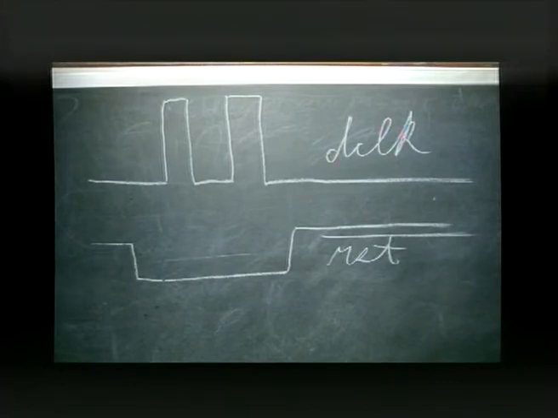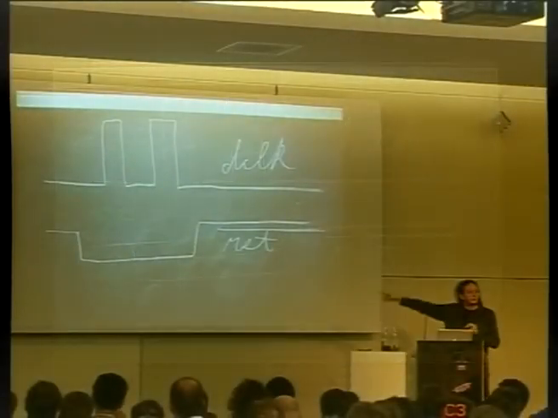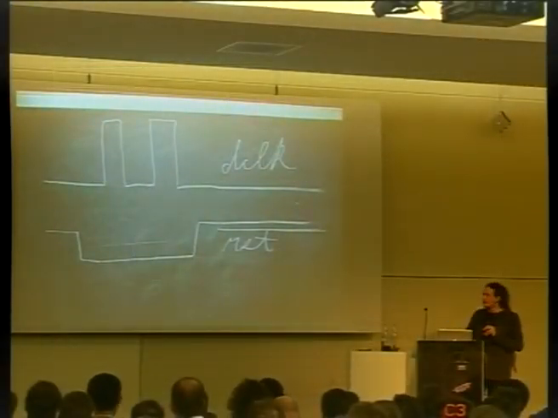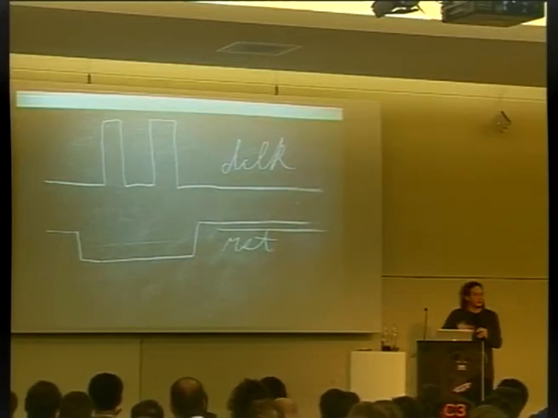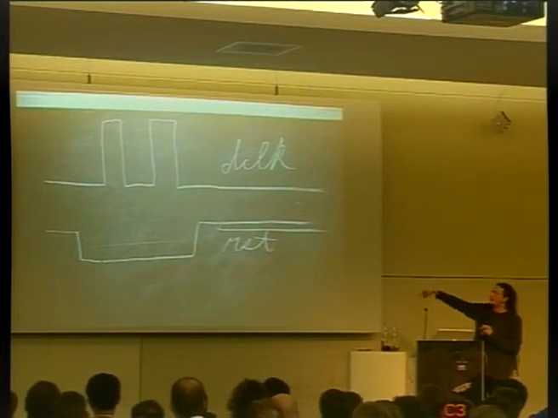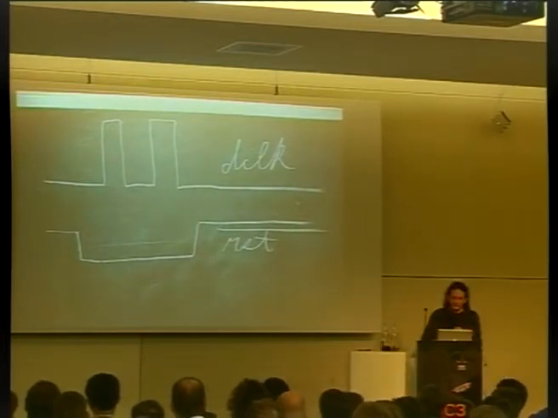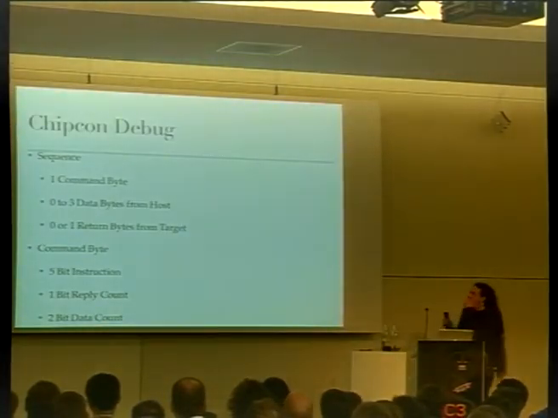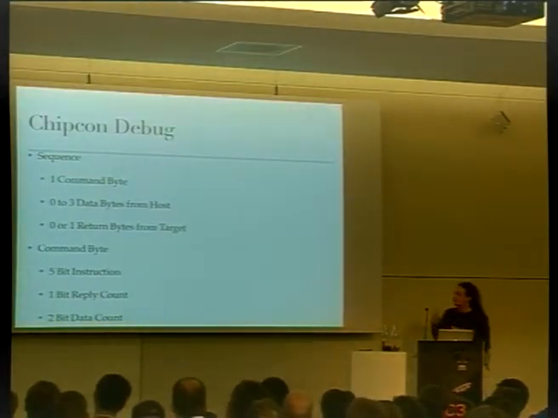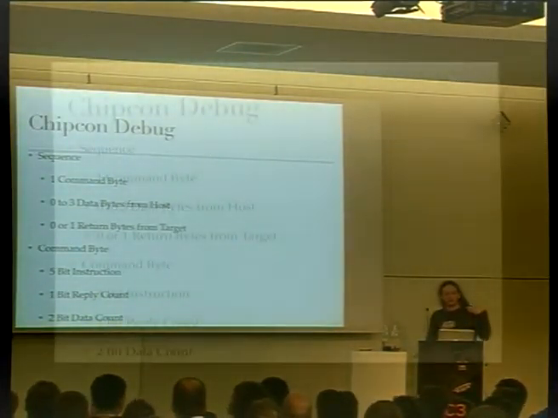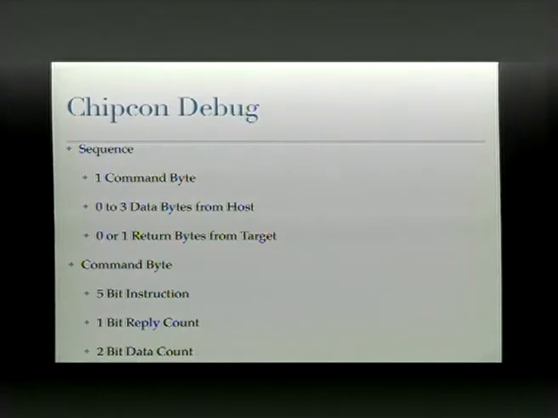To start the debugging sequence, all you do is pull the reset line low, which sort of suspends the chip as you're about to reboot it. And then before you raise it high, you send 2 pulses on the clock. Once you're in, the sequence is that you send a single command byte along with 0 to 3 data bytes and 0 or 1 return bytes. And this is all encoded in the command byte.